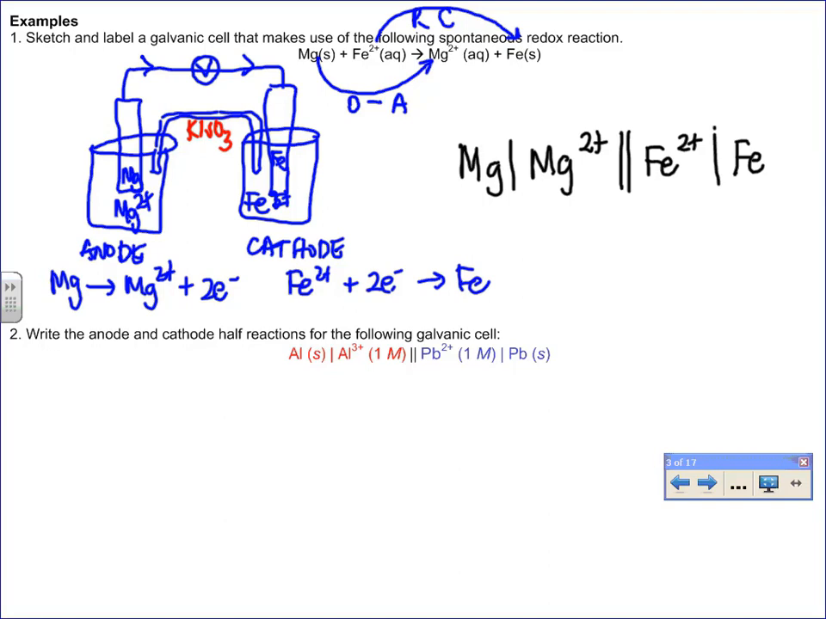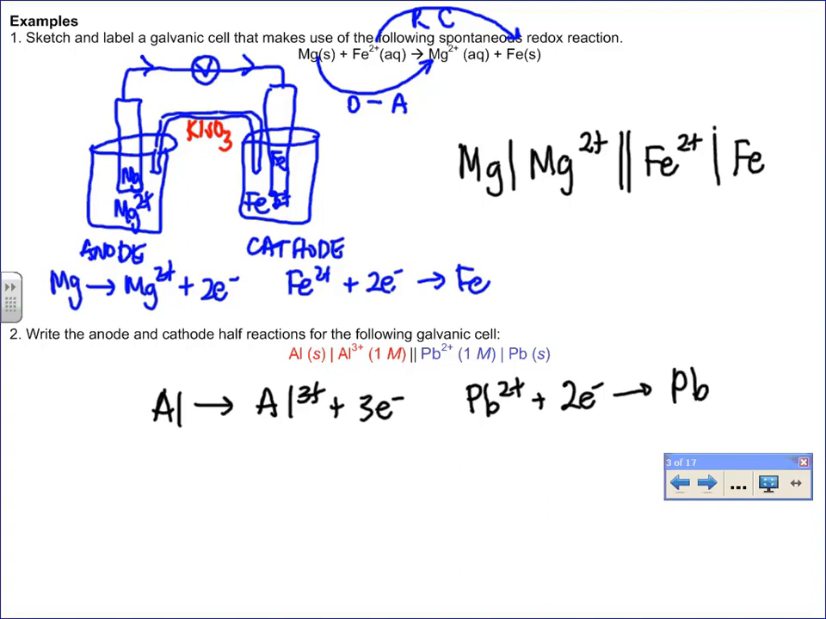Okay, in question 2, it says to write the anode and cathode half reactions for the galvanic cell. And we'll also write the overall cell reaction for this. So the nice thing about the way that these are written, like I said before, is that we can see right away what the reactions are. So we know that the reaction on the left is the anode reaction, so we're going to have a loss of electrons, in this case 3 electrons. And then on the right we see the cathode reaction, which is reduction or gain of 2 electrons to form lead. So these are the two half reactions.